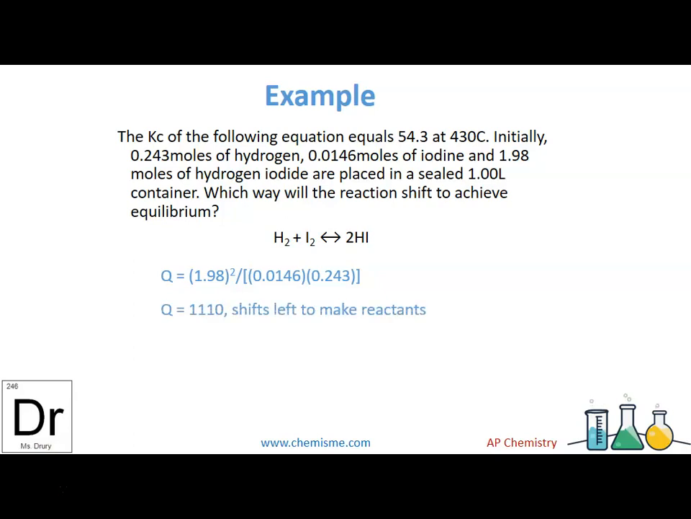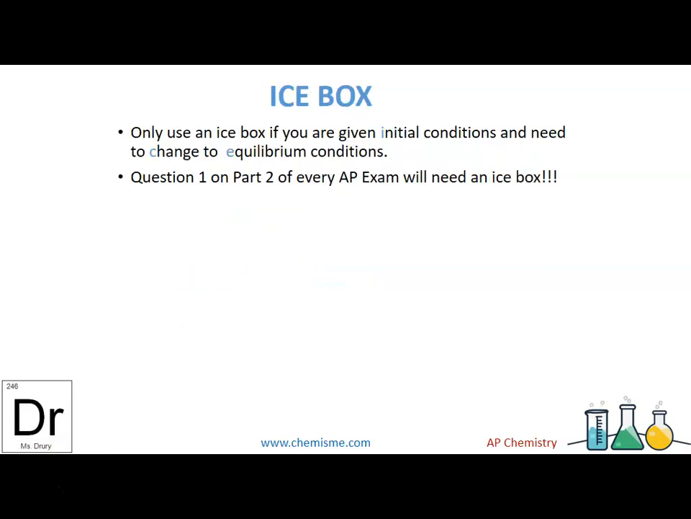When we calculate it, we get a Q that's 1,110. So yeah, we had a lot more products, and we actually had too many products. So the reaction will shift left to make more reactants. So again, it's important that you know that Q is calculated the same way as K, and we just use it to compare to K.